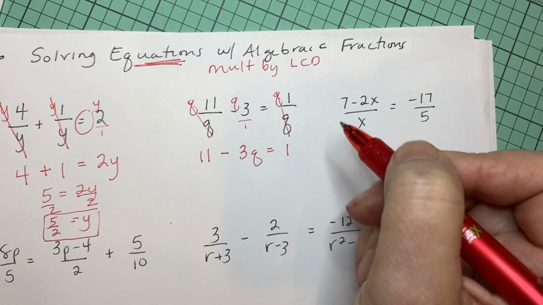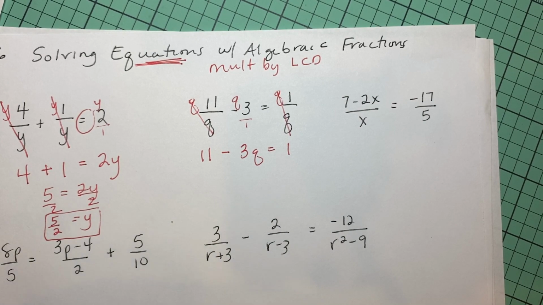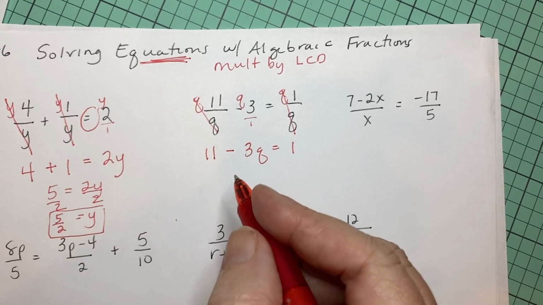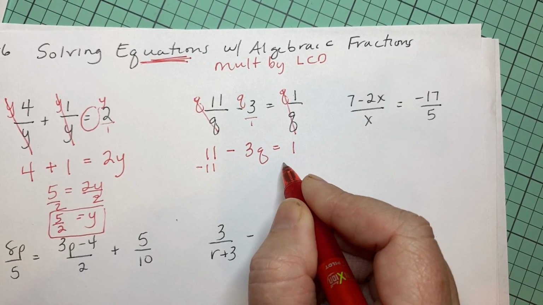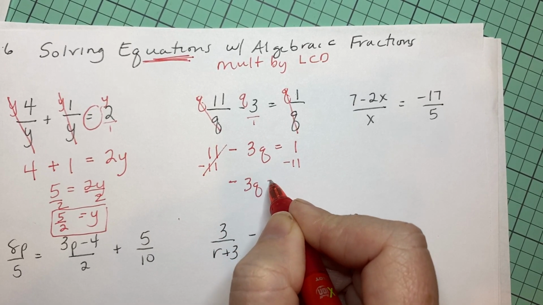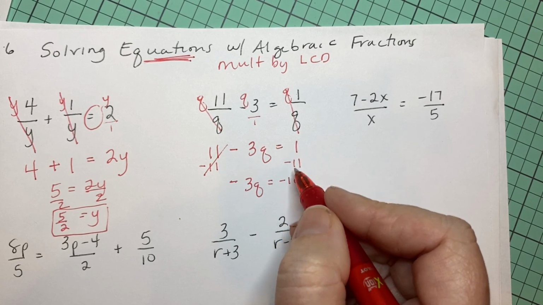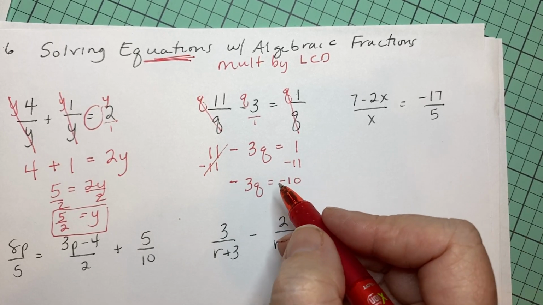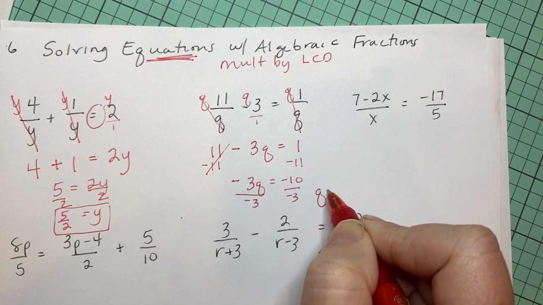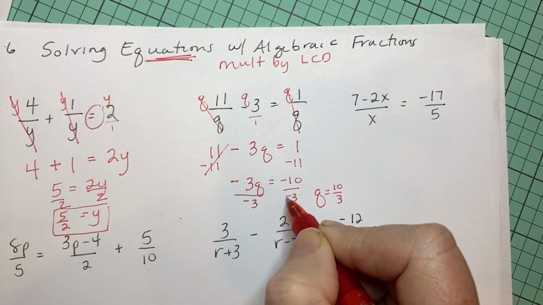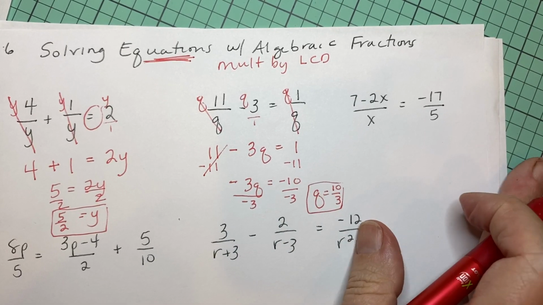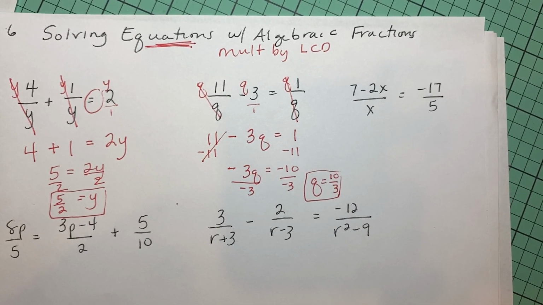Do you see that one little step took a complicated problem and made it a very easy problem? Now I need to get q by itself, so I need to move my number to the right. I'm going to subtract 11 from both sides, which gives me negative 3q equals negative 10, because the signs are different. Subtract and take the sign of the larger. Then we divide by the number in front of the letter. So q equals a positive 10/3, because two negatives make a positive. Once you get rid of the fractions, they're actually really easy problems.